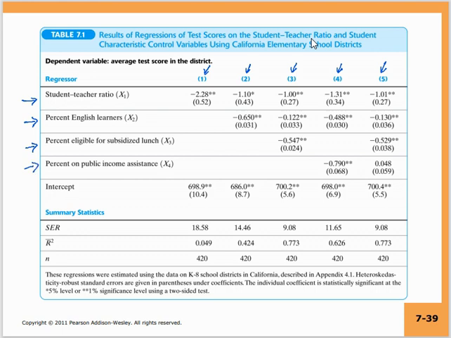Okay, so in the first model you have only included student teacher ratio, and as you remember, you got a beta 1 hat of 2.28. In the second model, you have included student teacher ratio and percentage English learners. So you have included 2 variables in the second model. In the third model, you have included 3 variables. You have included percentage eligible for subsidized lunch.